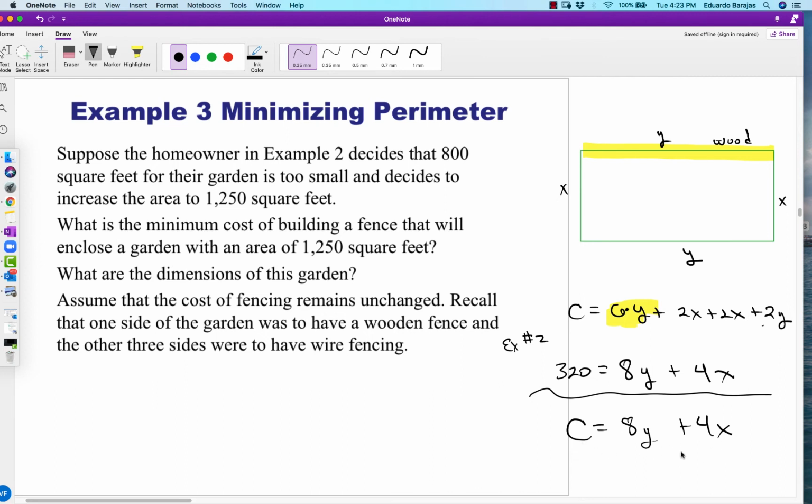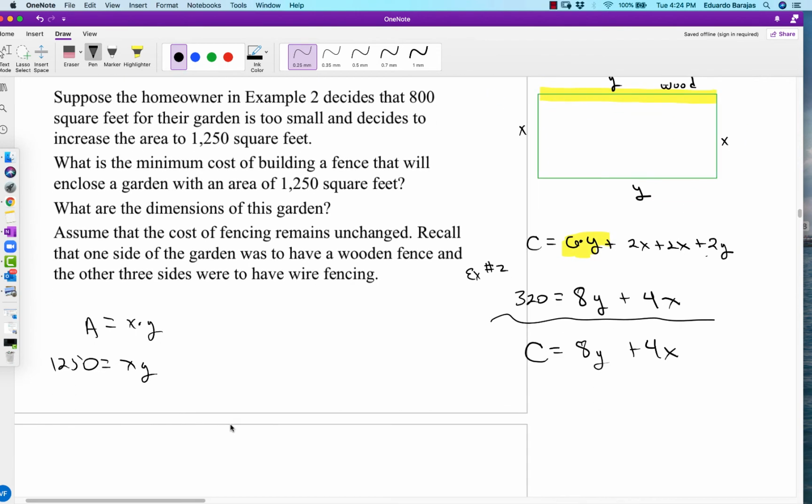But there are 2 variables. And now the other constraint is that the area, which is equal to x times y, has to be equal to 1250. 1250 equals xy. Okay, so now I can solve for one of those variables, plug it in over here, and that will help me reduce this equation from 2 variables down to just 1. So if we solve for either one of these, it doesn't matter which one. Let's pick solving for y. So that means that y is equal to 1250 divided by x.